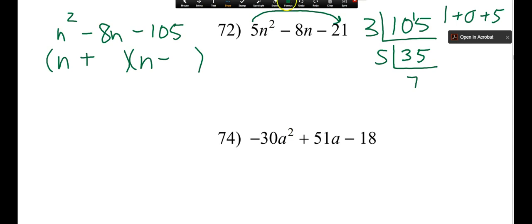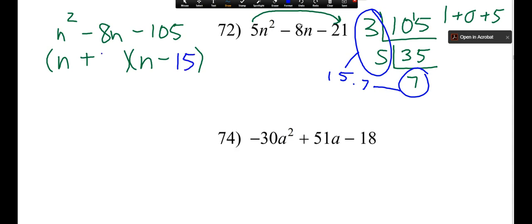So for instance, I'll show you what I see. What's 3 times 5? 15. So I have 15 and 7. Notice how those two numbers are 8 units away from each other. Does that make sense? Yeah. So where do I put them in my factoring? Which one has the negative, I should say? Is it 15 or 7? 15. Correct. Good. Okay.